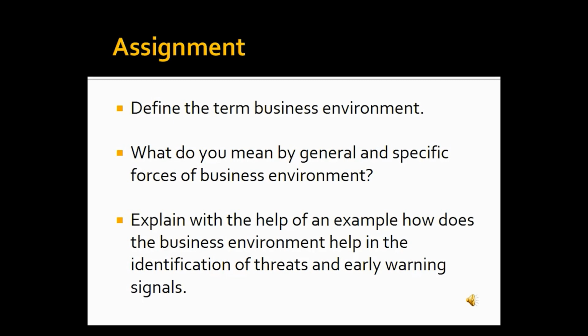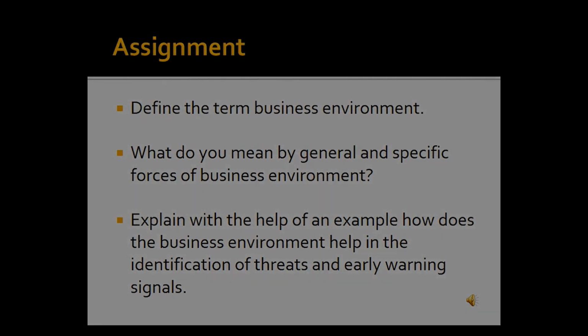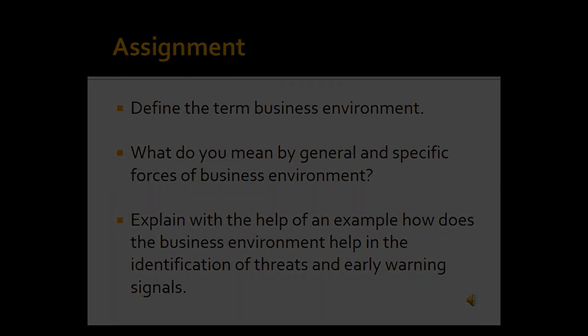The third question, read the question correctly. Explain with the help of an example how does the business environment help in the identification of threat and early warning signals. So we should write the meaning of threat and what are the bad effects or the difficulties or the hindrances. With the example, you can highlight from the learned points itself.